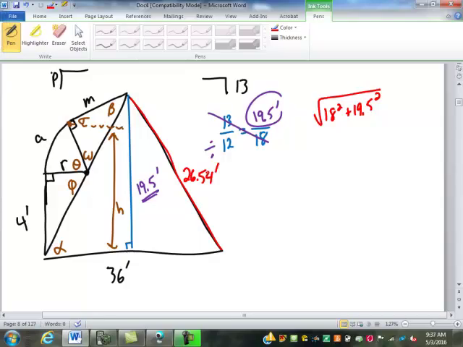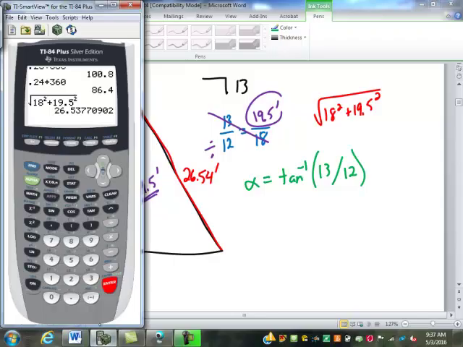From here now, let's see what we can figure out. I want to find the angle alpha here. How do I find angle alpha? I just use the inverse tangent of the slope. I could use 19.5 over 18, but I'm just going to use the slope. Second tangent of 13 over 12, which gives us 47.29 degrees.